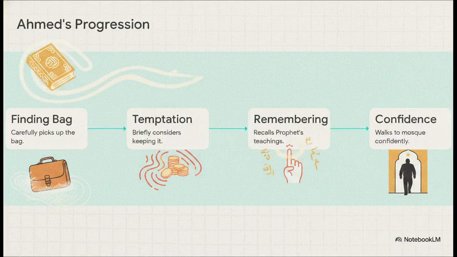You can actually track this emotional shift through a beautifully choreographed 4-step progression. First, finding the bag. Second, that incredibly relatable temptation. But step 3 is the real catalyst. Remembering the Prophet's teachings provides a crystal clear moral compass. By step 4, his demeanor totally changes. The prompt specifically instructs that he closes the bag and walks back toward the mosque with confidence. The soft sunlight and realistic camera movement really elevate that sense of emotional clarity.